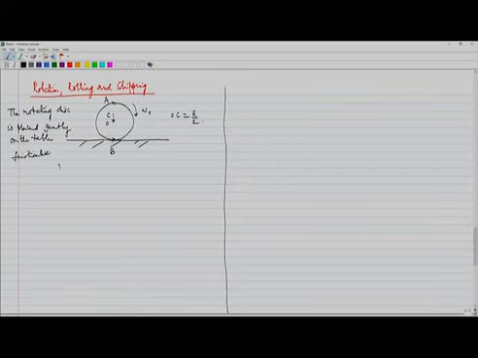What is happening? What is the linear velocity at A? Linear velocity at A is R omega, and the radius is R, therefore R times omega naught. What is the linear velocity at B? Linear velocity at B is equal to R times omega naught. What is the linear velocity at C? Again, the radius is R by 2 and omega naught remains the same.